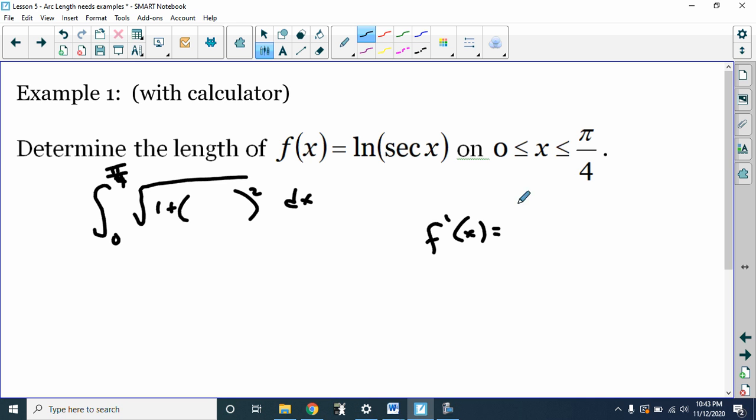Derivative of natural log of something is 1 over this times the derivative of this. Derivative of secant x is secant x tangent x. All those rules are on page 244, I think it is in your book. Secant x's can cancel here. So we get the derivative to be tangent x.